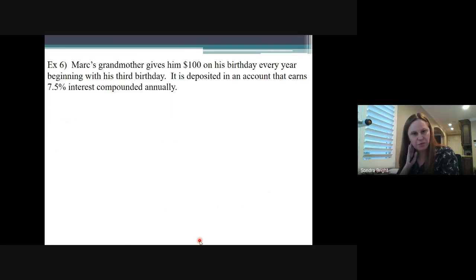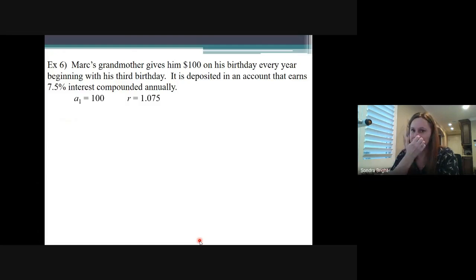All right, let's do a word problem now. Mark's grandmother gives him $100 on his birthday every year, starting with his 3rd birthday, and it's deposited in an account that earns 7.5% interest compounded annually. So your first term is 100. She gave him $100 first on his 3rd birthday.